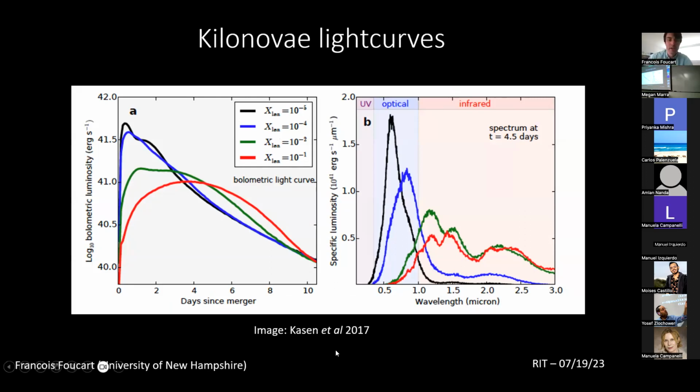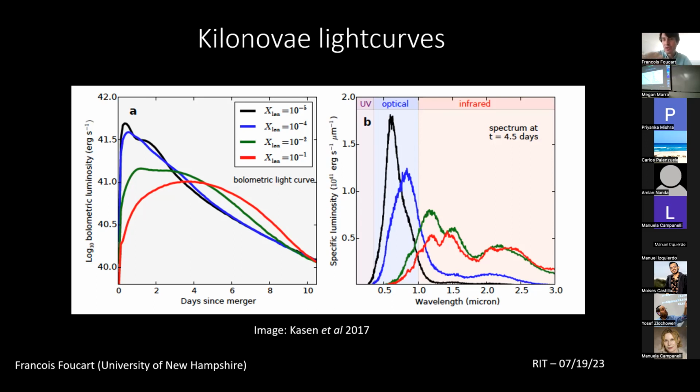You can see this on this plot from Dan Kasen and collaborators, where from the black to red curve, on the left you see the bolometric luminosity, and you are slowly increasing the fraction of lanthanides, those high opacity elements. The black curve is something like a very neutron-poor outflow by neutron star standards, so at least maybe a quarter or a third of the outflow being protons. And then if you move towards more neutron-rich ejecta, you get something like the red curve. You see that the kilonova becomes dimmer and longer-lived.